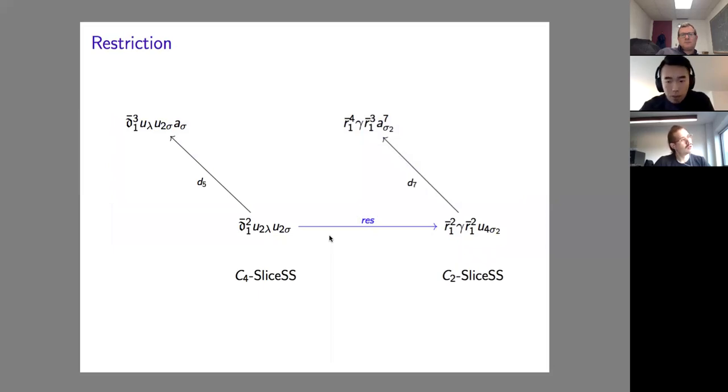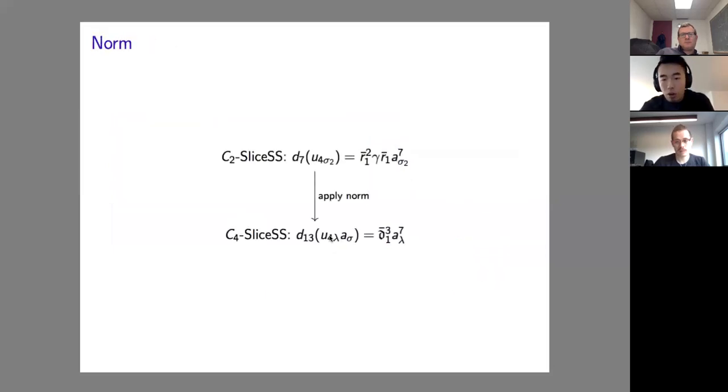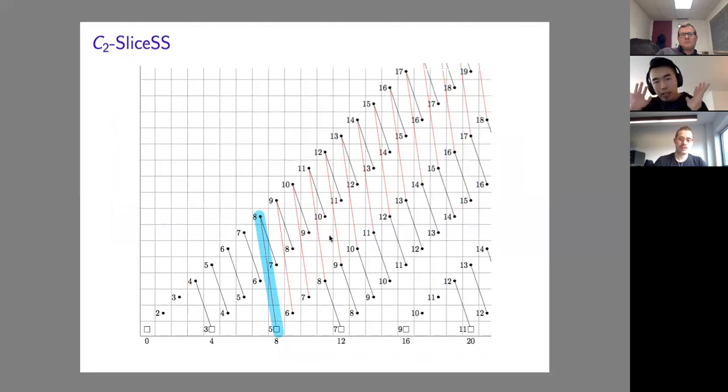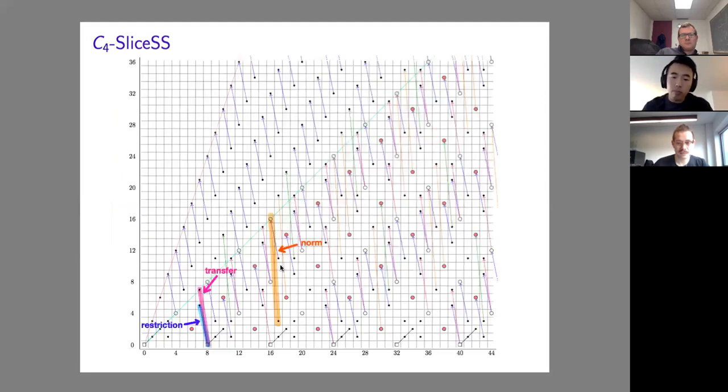Okay, here are some formulas telling you how restriction, transfer, and the norm work, but don't worry about them. I'm going to show you a picture because a picture is worth 1,000 words. So the picture is that here's a C2 slice spectral sequence, and here's a D7 differential. Just from that one D7 differential, I can apply the restriction, transfer, and the norm to give me 3 different kinds of differentials in the C4 spectral sequence.